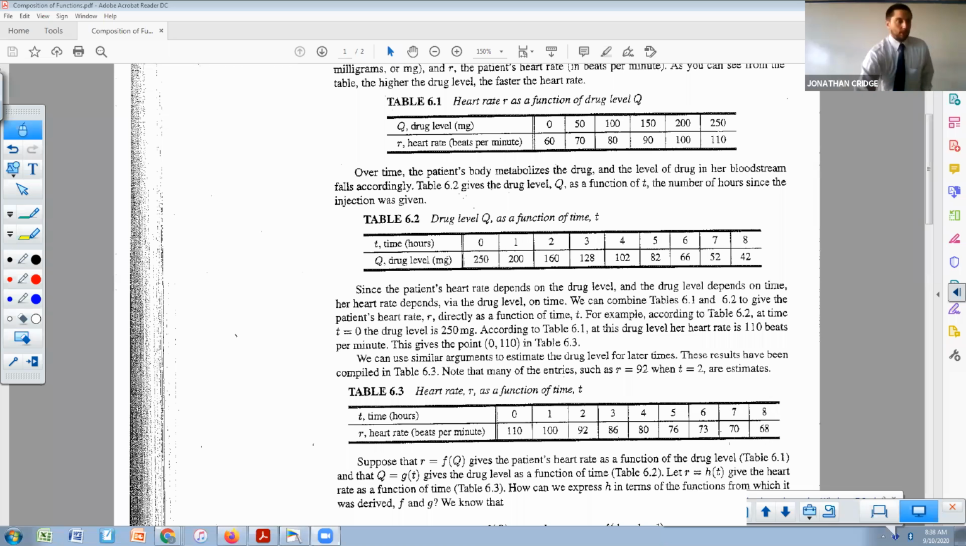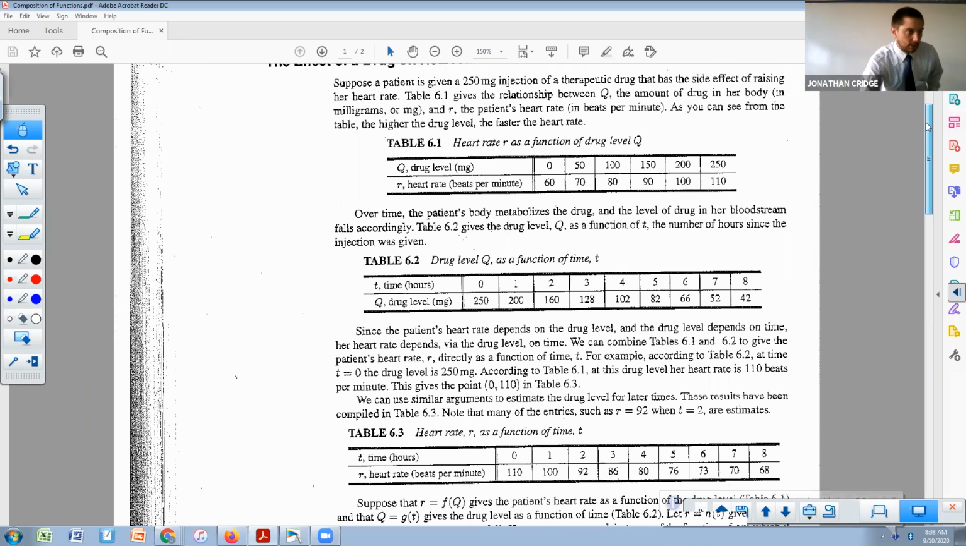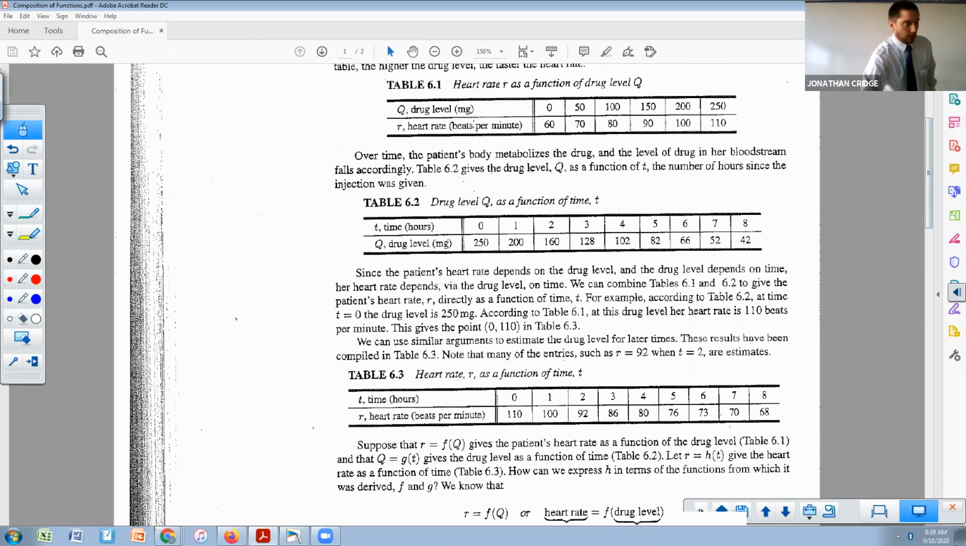All right, so take a look at this. We're at the doctor's office, and it says, suppose a patient is given 250 milligram injection of a therapeutic drug that has a side effect of raising the heart rate. So we're going to inject our patient with some sort of drug, and then the more drug in the person's body, the higher the heart rate goes up. So this is an example of a function.